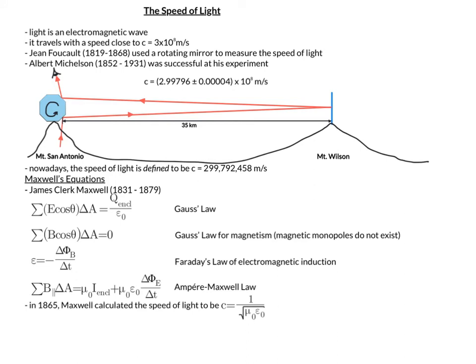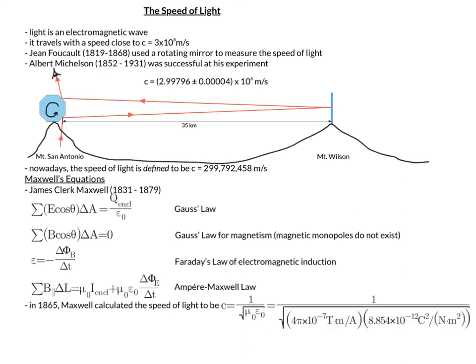In 1865, Maxwell calculated the speed of light, and he determined that it was 1 over the square root of permeability of free space times permittivity of free space. So if we plug in the numbers for those, permeability is 4 pi times 10 to the negative 7th Tesla meters per amp, and permittivity of free space is 8.854 times 10 to the negative 12th Coulomb squared divided by Newton meter squared. Then the value that you get is very close to 3 times 10 to the 8th meters per second.